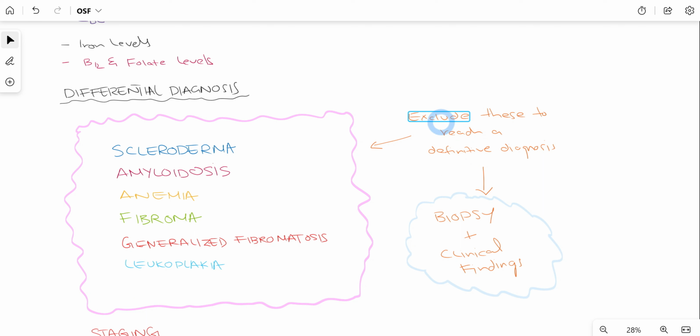We have to exclude these. Now, how do we exclude these? We exclude these on the basis of firstly biopsy, and that biopsy along with clinical findings. Both of these features then help us reach a definitive diagnosis of OSF.